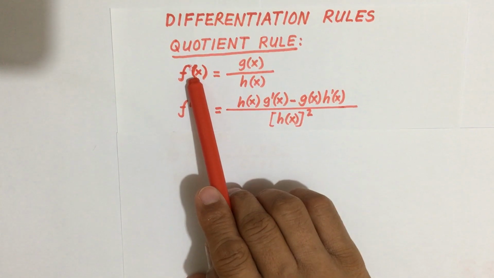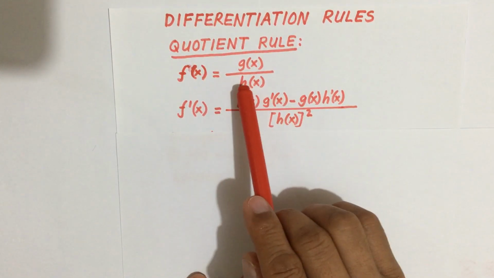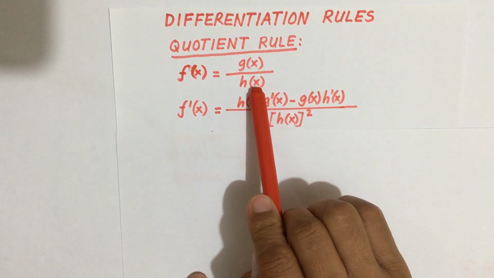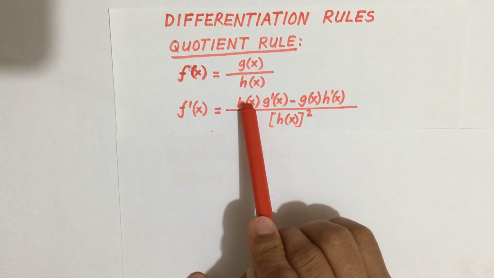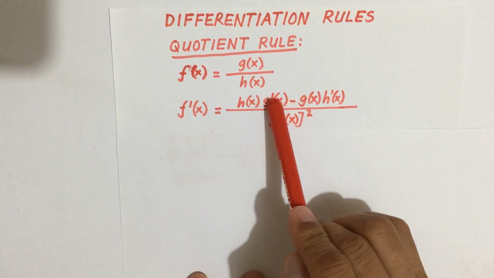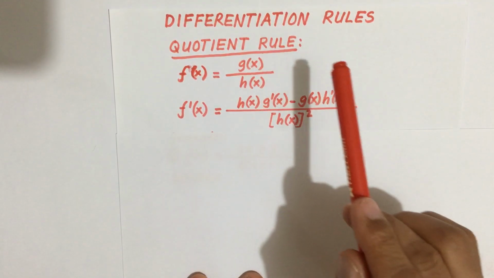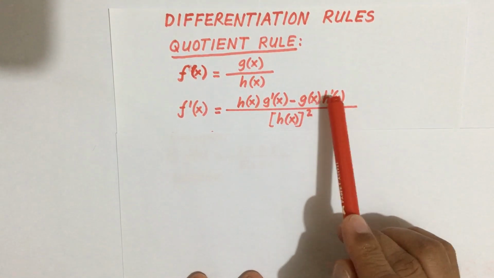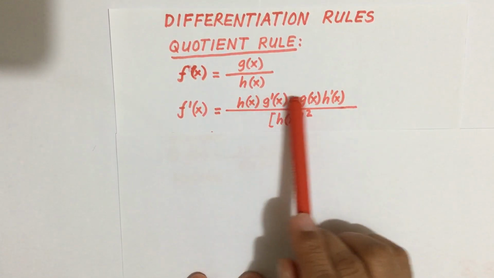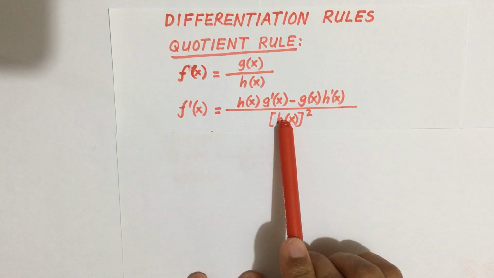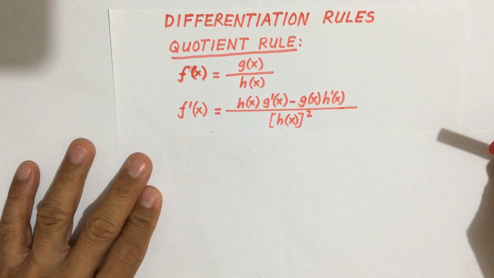So if you're given a function of x equal to some function of x divided by some other function of x, the derivative of this is just, you look at the denominator, okay? So multiply this by the derivative of the numerator minus the numerator, this one, multiplied by the derivative of the denominator. Then everything, or the difference above, is divided by the square of the denominator. Okay, so that's the quotient rule.